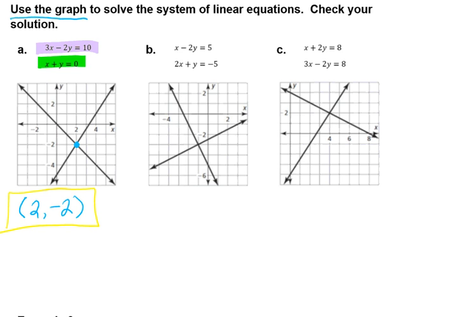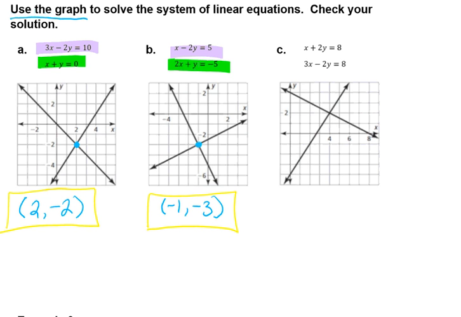So for problem B, again, it gave us both equations, but because it gave us the graph, we don't need the equations until we're ready to check our solutions. So we're going to look for the intersection point, which here is at (-1, -3). And when we plug that back into those equations, we see that it works.